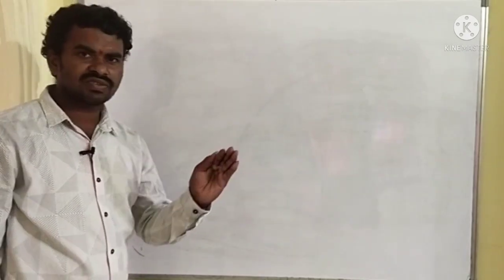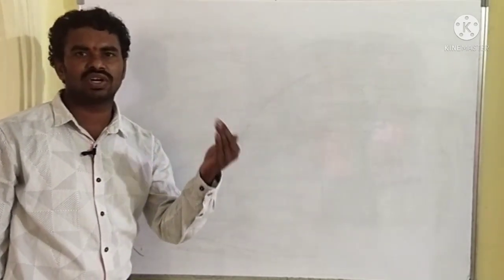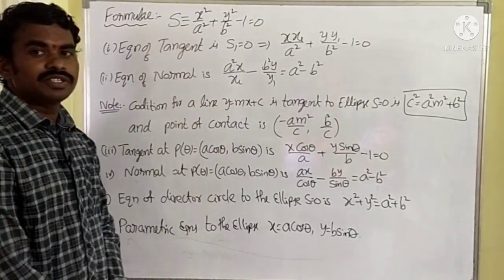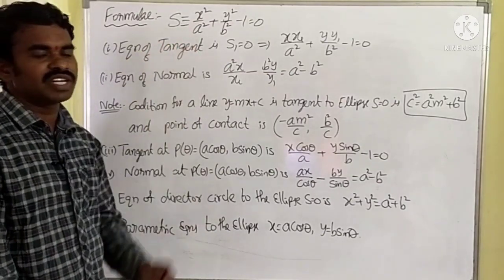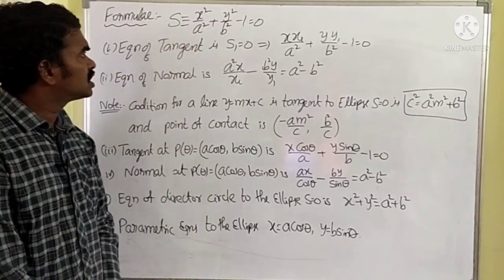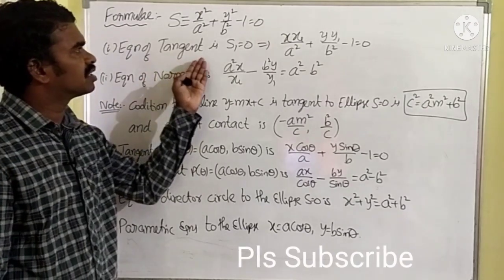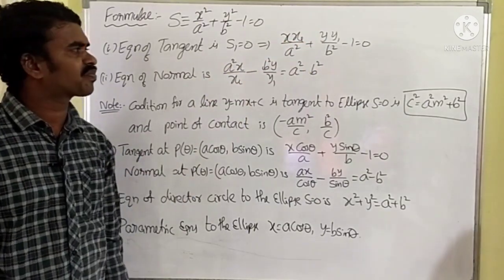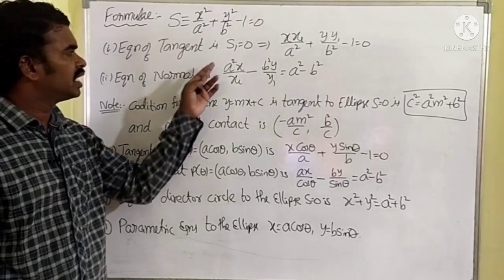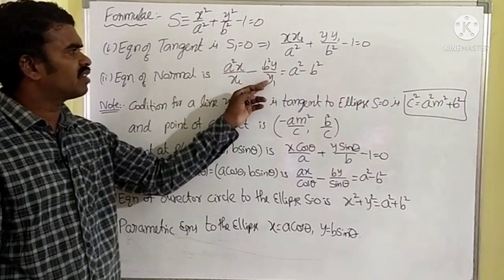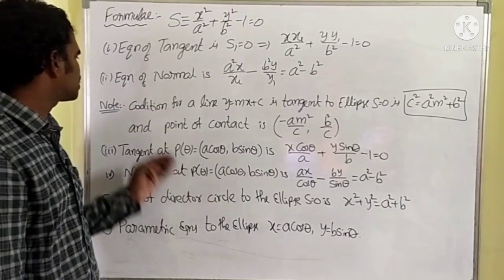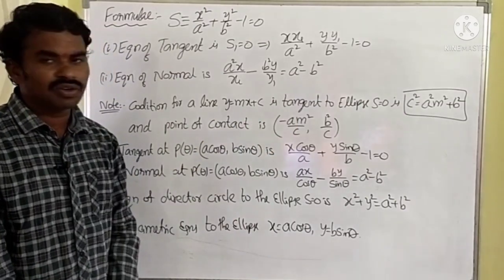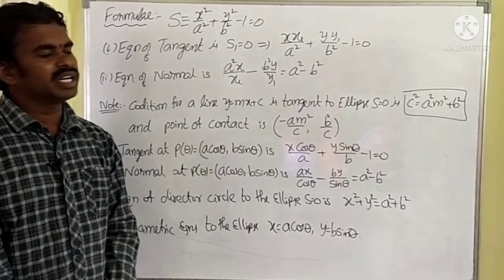So friends, 6th onwards we have to know some formulas, that is what is tangent, what is normal, simple formulas one by one. Equation of ellipse, generally S is x square by a square plus y square by b square minus 1 equal 0. So to this ellipse equation, what is the tangent equation? That is S1 equal 0, x1 by a square plus y1 by b square minus 1 equal 0. Second, equation of normal, a square x by x1 minus b square y by y1 is equal to a square minus b square.